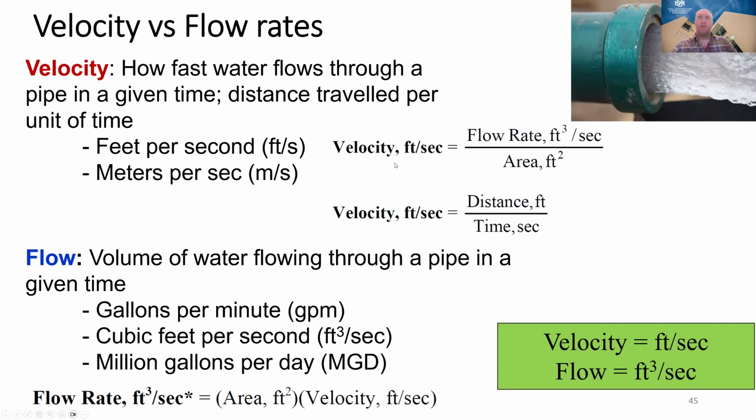Because velocity and flow rate are related, there's a similar formula for flow rate. It's just a rearranged equation. So flow rate in cubic feet per second is the area, usually the area of your pipe, like the area of your 8-inch diameter pipe, multiplied by the velocity, how fast that water is moving through that pipe. Usually, like I said, velocity is going to be feet per second, where flow is going to be cubic feet per second.